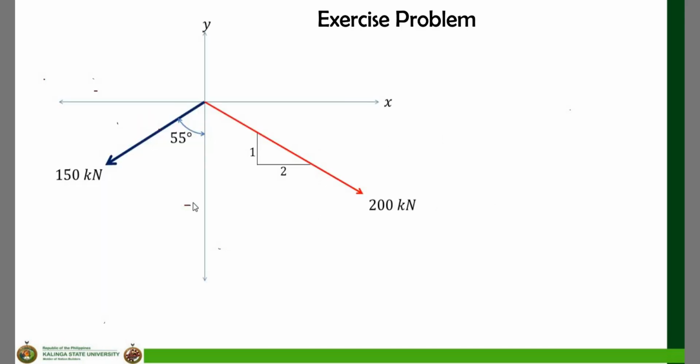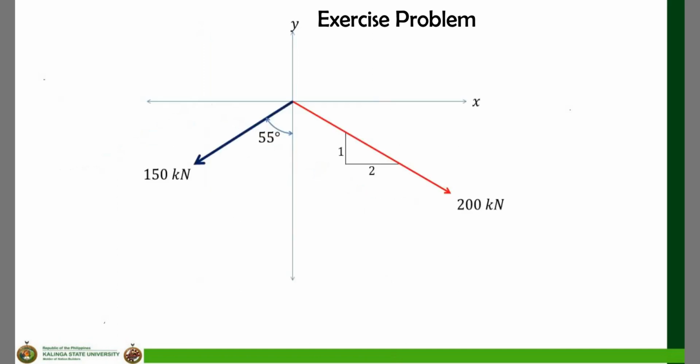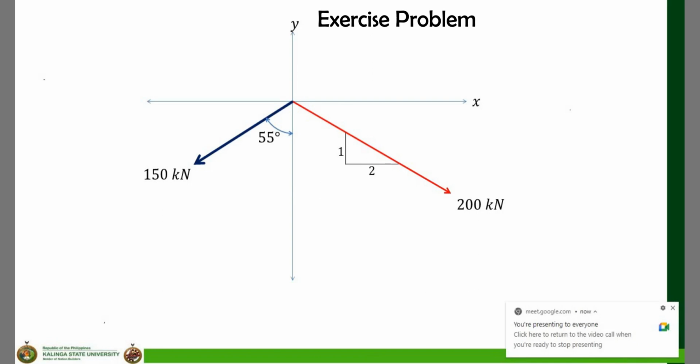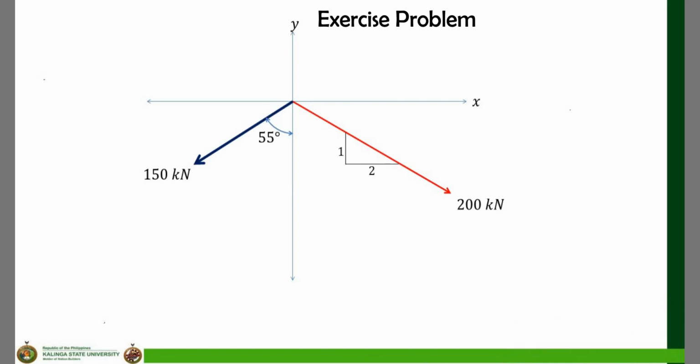Determine the components of these two forces, 150 kilonewtons and 200 kilonewtons. So, let's start with itong 150 kilonewtons. Diba, the equation tayo? No angle given, we're going to use acute angles wherein Fx is equal to F cosine of theta x. Diba?